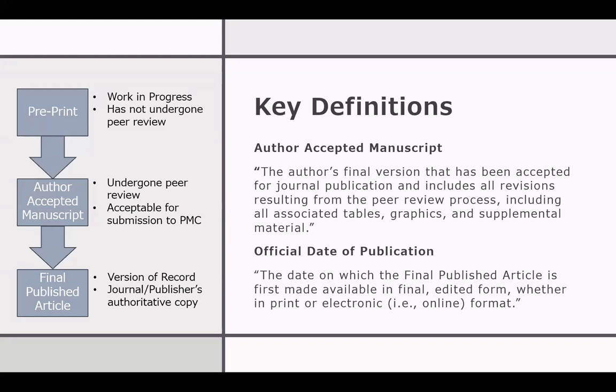And on the left, you'll see I've created a little infographic on the 3 stages of this process. An initial submission is often what we call a preprint. It is that work in progress, which has undergone no review, that has been submitted to the journal. And then we reach the stage of what we call an author-accepted manuscript, which is when that initial manuscript has undergone peer review and is now acceptable for submission to PubMed Central. Finally, we get what is called a final published article, sometimes referred to as the version of record, but it is the journal and publisher's authoritative copy.